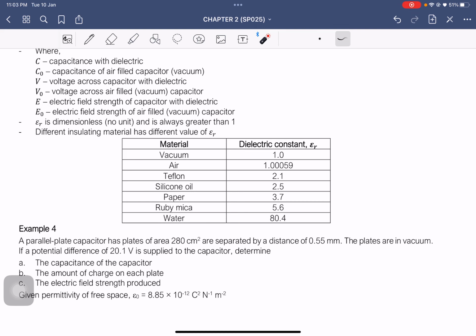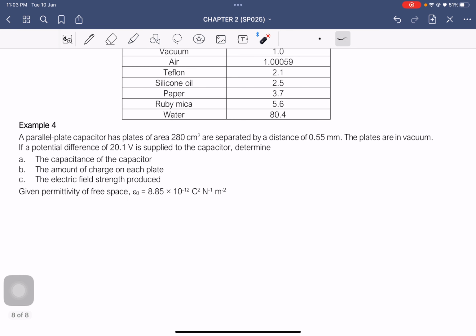Okay, so a parallel plate capacitor has plates of area 280 centimeters square separated by a distance of 0.55 millimeter. The plates are in vacuum. If a potential difference of 20.1 volts is supplied to the capacitor, we have to determine the capacitance of the capacitor, the amount of charge on each plate, and the electric field strength produced.